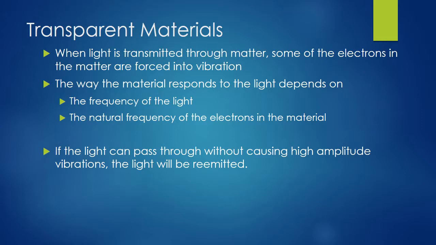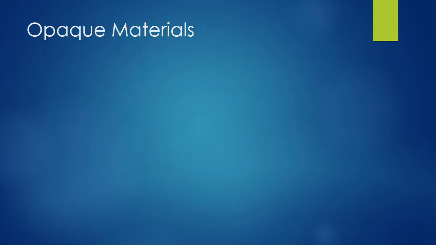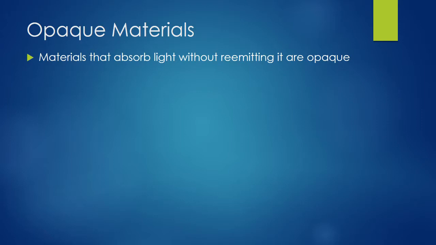So if the light passes through without causing huge vibrations, then the light will come out the other side and be re-emitted. If the light hits it and causes high amplitude vibrations, lots and lots of vibrations, then it will either be trapped inside or it will bounce off, and then it is not re-emitted. So if it is re-emitted, then it is transparent. Things that are opaque absorb the light without re-emitting it. So the table, the book, our clothing, people themselves, light is absorbed without re-emitting it.